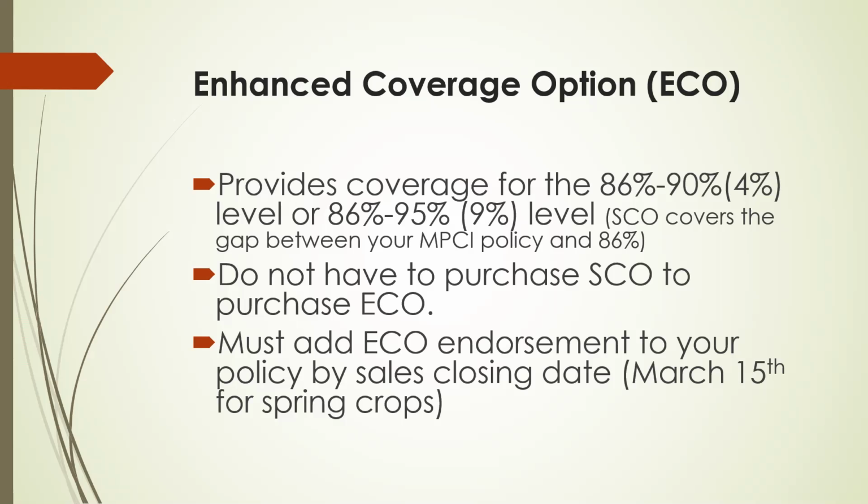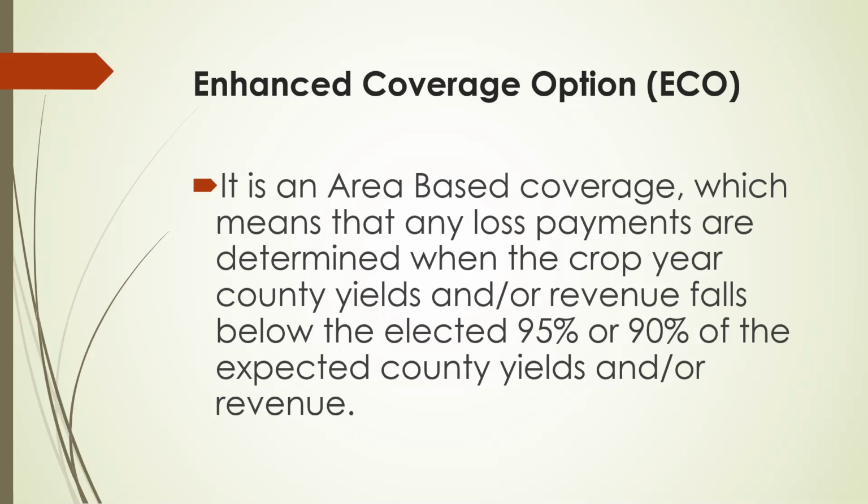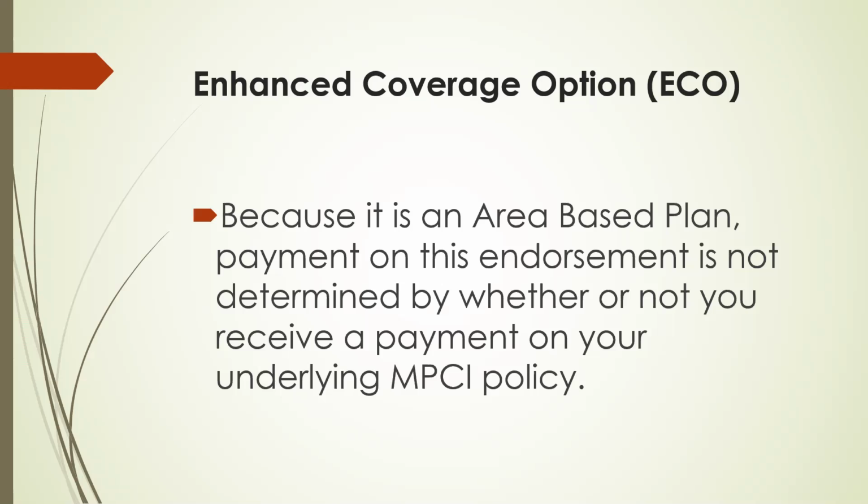You must add ECO endorsement to your policy by the sales closing date, which for spring crops is March 15th. It is an area-based coverage, which means that any loss payments are determined when the crop year county yields and/or revenue falls below the elected 95 or 90% of the expected county yields and/or revenue. Because it is an area-based plan, payment on this endorsement is not determined by whether or not you receive a payment on your underlying multi-peril policy.